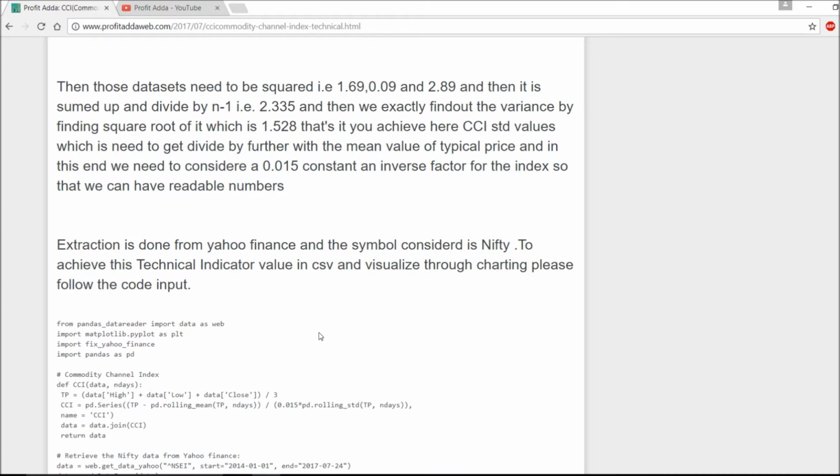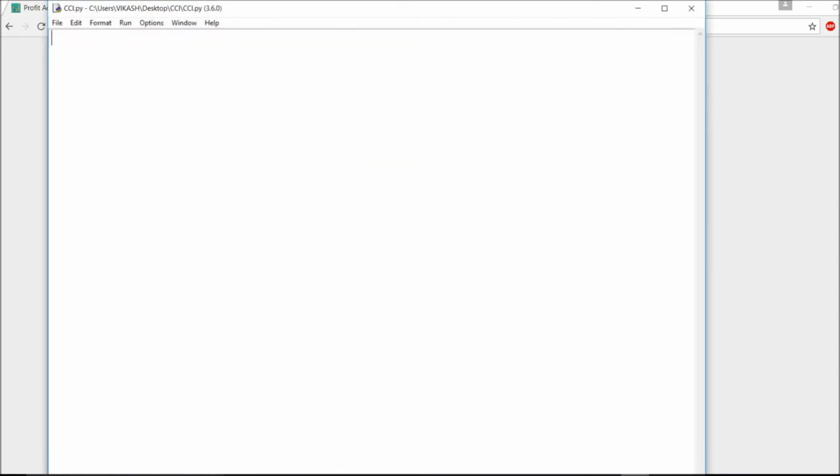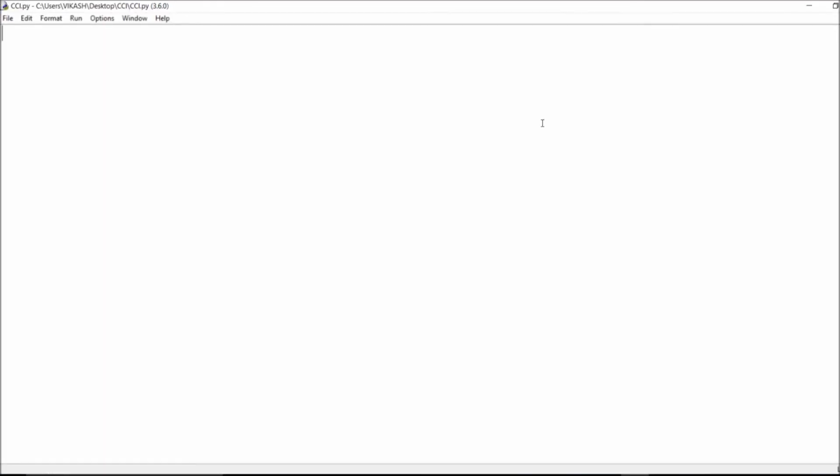So a brief introduction has been done, and next I will move to the coding part, where I will explain each and every detail: how you need to code and run this particular program, visualize it in a chart, and save it in CSV files. Okay, so let's get started.